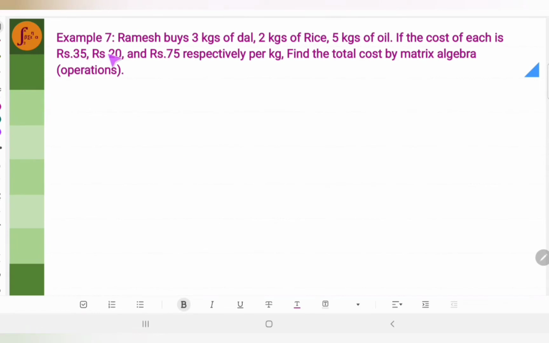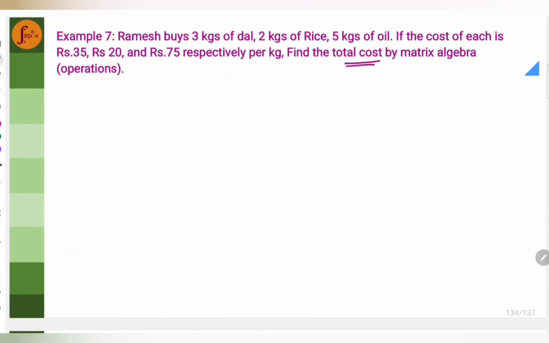So let's go through another example where Ramesh buys 3 kg of dal, 2 kg of rice, and 5 kg of oil. If the cost of each is rupees 35, 20, and 75 respectively per kg, find the total cost by matrix algebra operations, or using the matrix method. Now we'll first represent this problem in matrix form. We have to find the total cost, which means you need 2 matrices. Only if you multiply 2 matrices can you get the total cost.